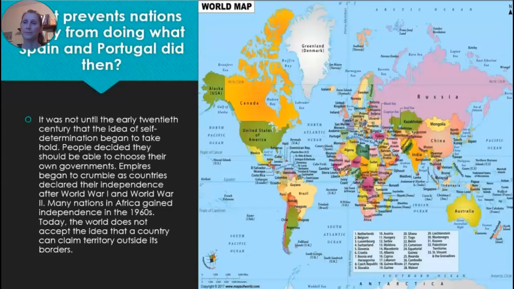What prevents nations today from doing what Spain and Portugal did then? It was not until the early 20th century that the idea of self-determination began to take hold. People decided they should be able to choose their own governments. Empires began to crumble as countries declared their independence after World War I and World War II. Many nations in Africa gained independence in the 1960s. Today, the world does not accept the idea that a country can claim territory outside its borders.